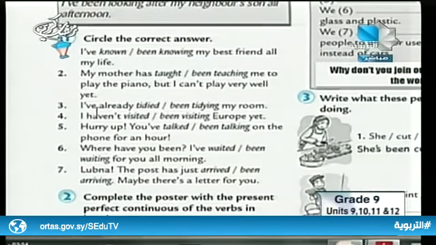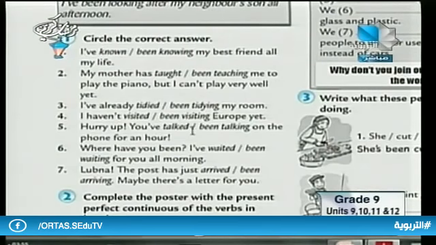More time, maybe. Number 3. I have already tidied, been tidying my room. I have already tidied my room. Why? Because here we have the word already. Already here is used only with the present perfect simple, not with the continuous. We hope Hussein is still with us.